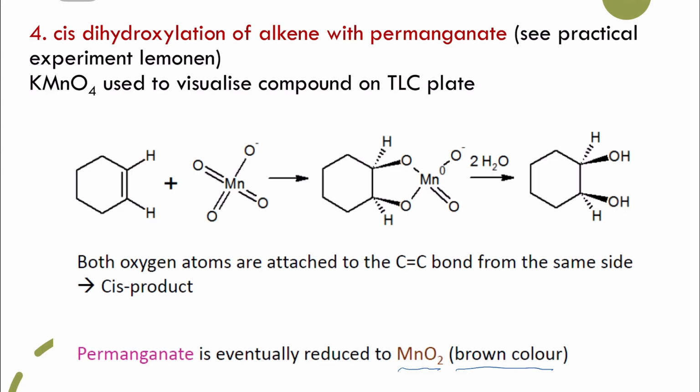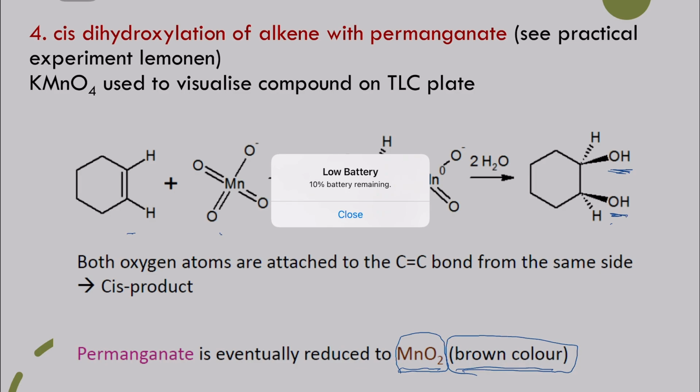So this is the reaction of potassium permanganate with the alkene, and it will dihydroxylate, giving two hydroxyl groups here, and eventually you will get manganese dioxide, which is brown in color, and this is the mechanism of visualization of limonene or alkenes on the TLC using potassium permanganate.